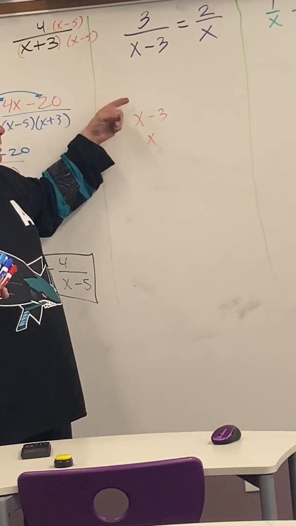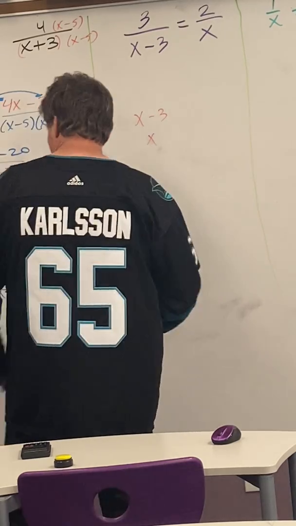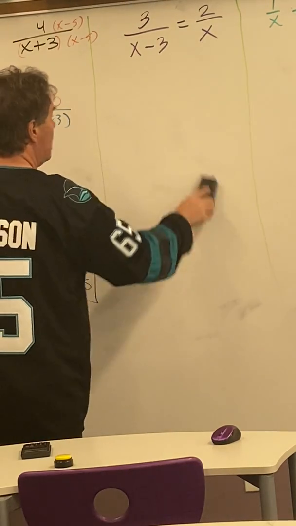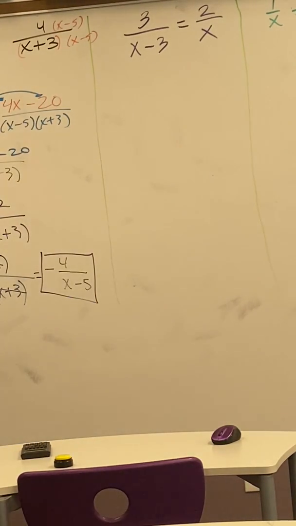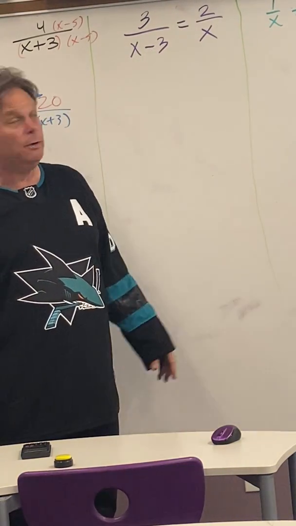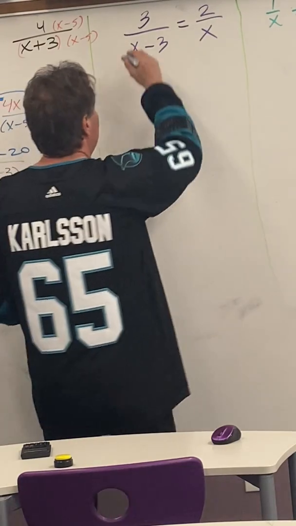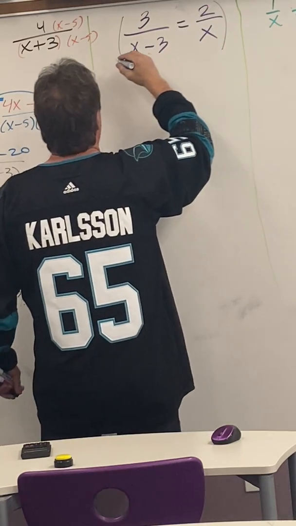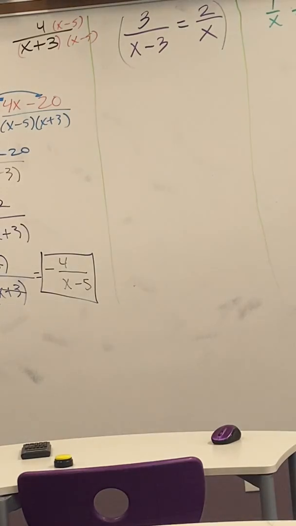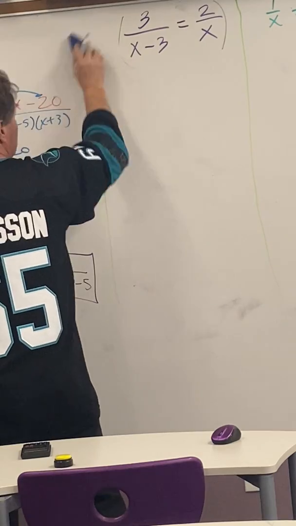So in order to get their least common multiple of the denominators, I would have to multiply them together. So what I could do is make both of these denominators x times x minus 3. I can make that as the denominator. But I've got a better idea. Instead of making it be the denominator, I'm going to instead multiply both sides by that. Okay? I'm going to multiply both sides by x times x minus 3.